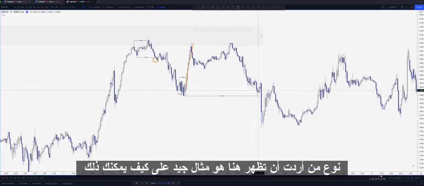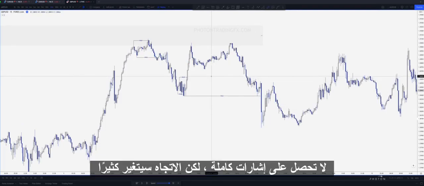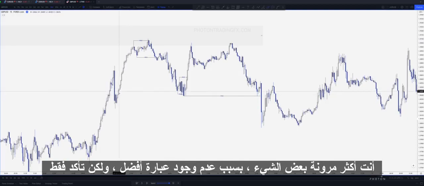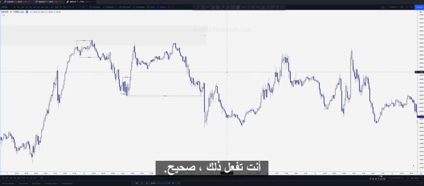So I just wanted to show here a good example of how you may not get full signals, but the trend is going to change a lot more often if you are a bit tighter with price action compared to if you're a bit looser, for lack of a better phrase. But just make sure you are consistent in how you do it, right?